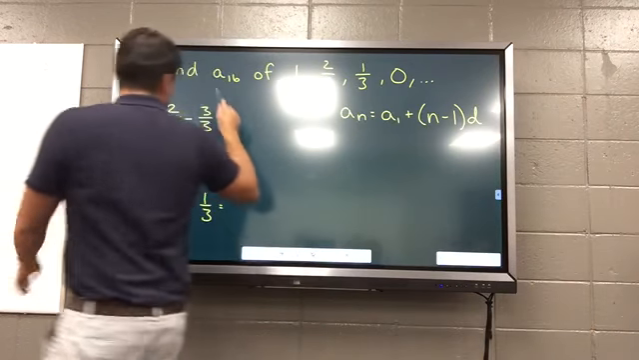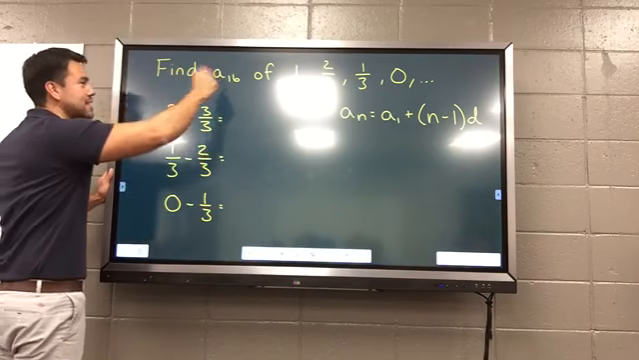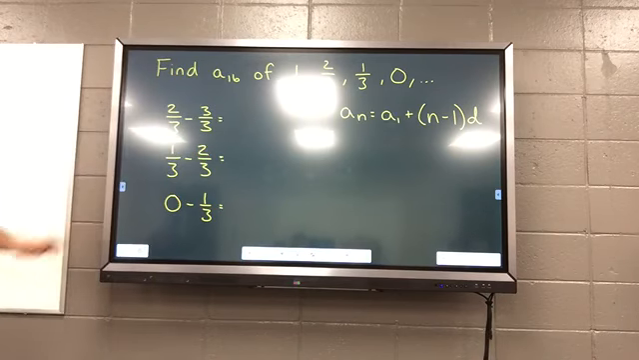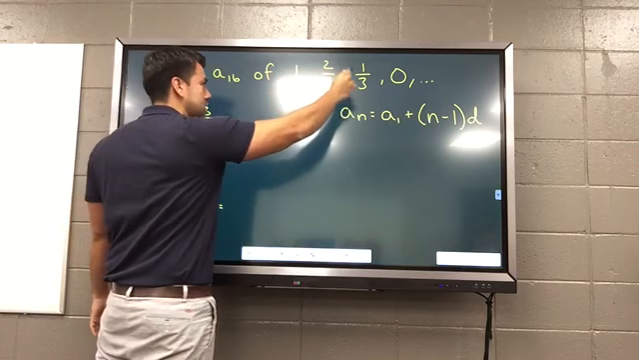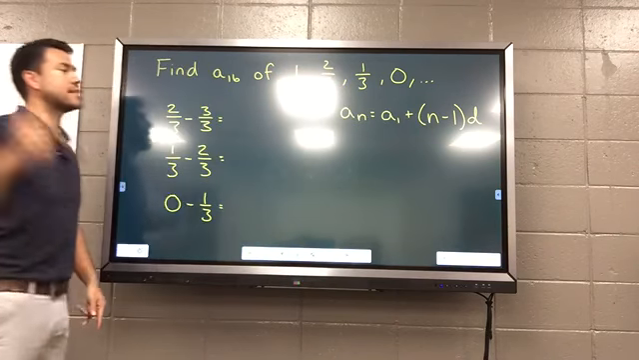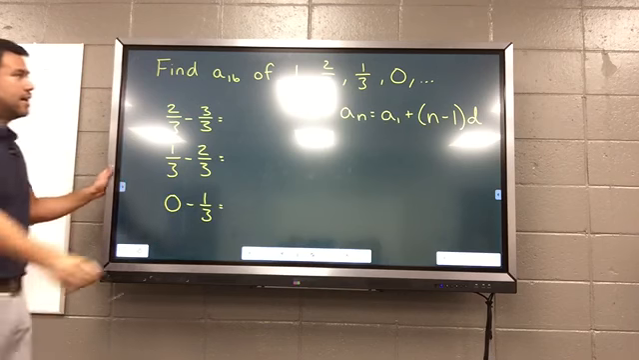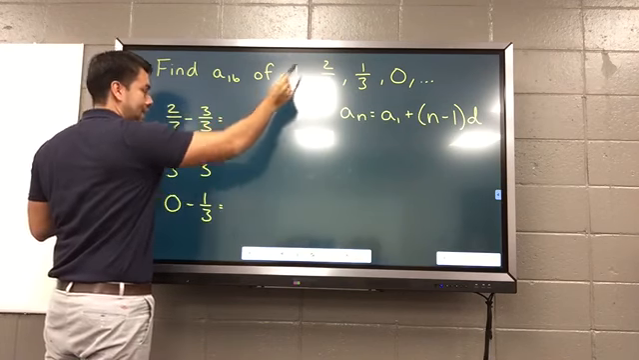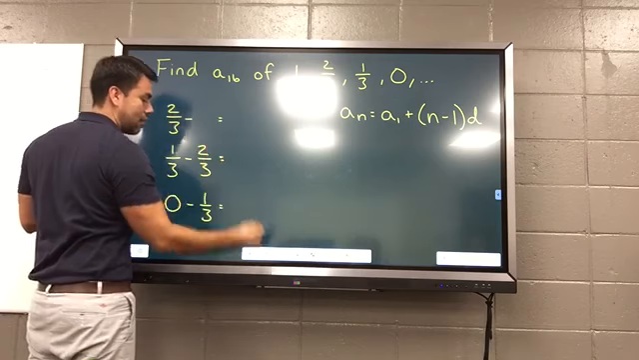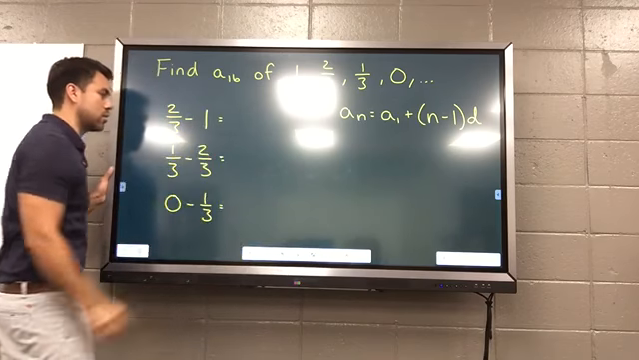Okay, find a sub 16. What is that talking about? Find the 16th term. So what terms do I have here? First, second, third, and fourth. I want the 16th. How do I find that? Actually, it should be like this. How do I find the common difference, which is really what I'm looking for?